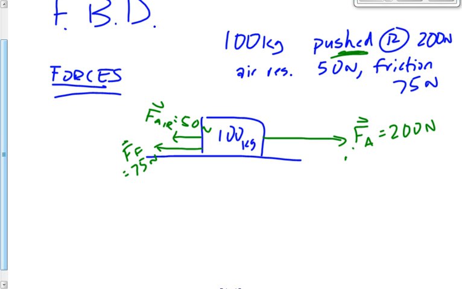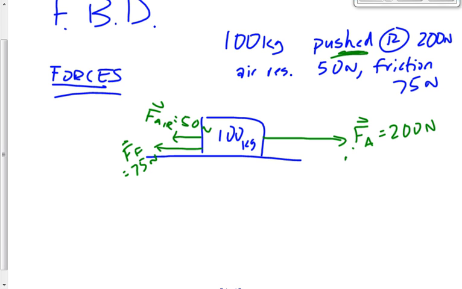Technically, we're not. What are we missing here? Somebody tell me what we're missing besides FA, FAIR, and FF. What are we missing here, Frazier? Yeah, gravity is going to act which way? Down. And it's going to be a big force. Because we don't actually know its value right now, if you don't draw it the proper length, that's okay. But we can actually figure it out fairly easily.